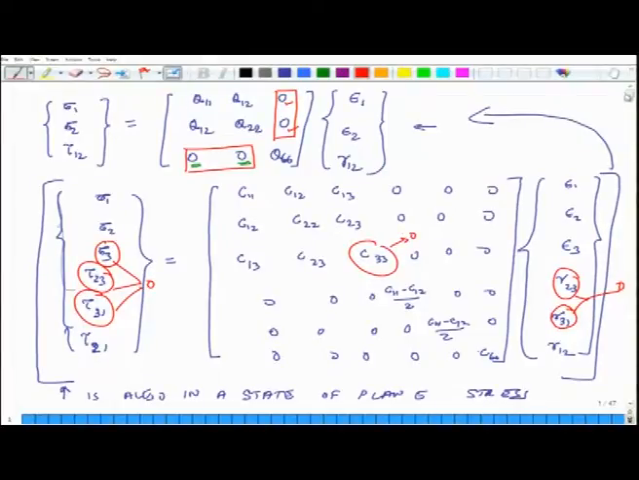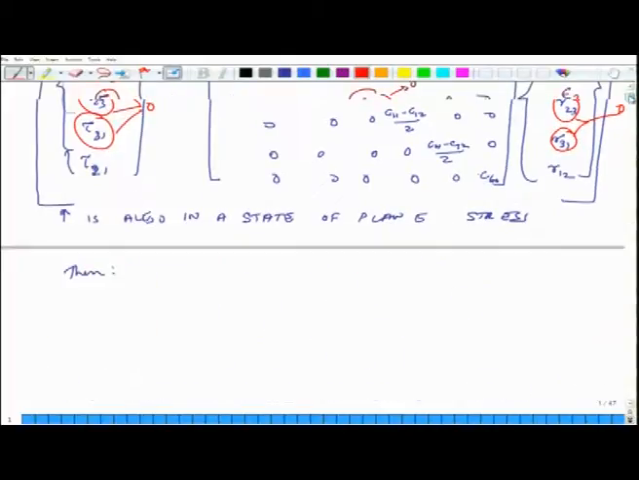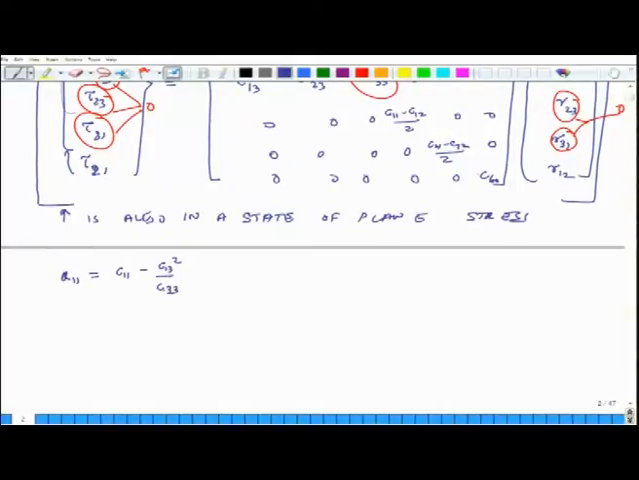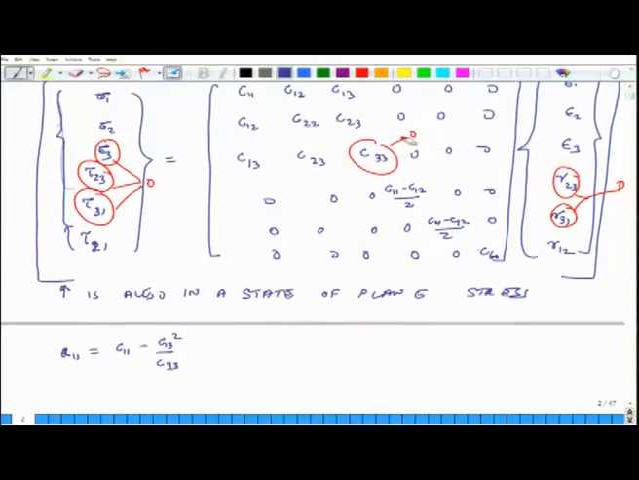So, when you do all this, then you end up with 4 engineering stiffness constants, which are Q11, Q12, Q22 and Q66. So, if we do all this math, then we can show, and we had shown earlier, that Q11 equals C11 minus C13 square by C33. So, actually I made a small error, this is not 0, but epsilon 3 is 0.